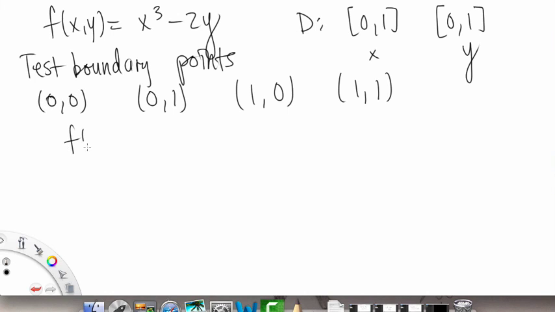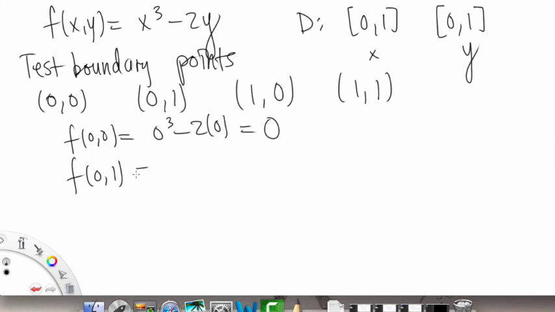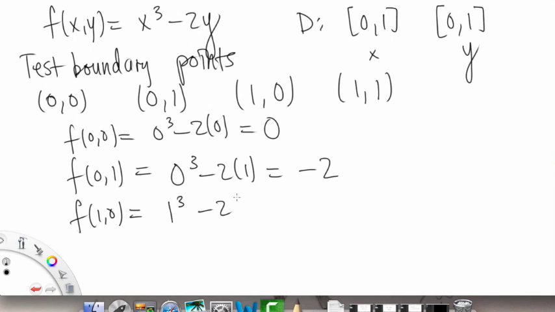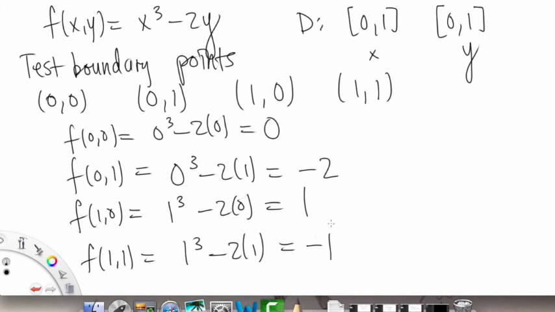So for the first one, we have f of 0, 0. So we would get 0 cubed minus 2 times 0, which just gives us 0. f of 0, 1 would give us 0 cubed minus 2 times 1, so that's negative 2. And then we have f of 1, 0, which is 1 cubed minus 2 times 0, so that just gives us positive 1. And lastly, f of 1, 1 is 1 cubed minus 2 times 1, so that would be 1 minus 2, which is negative 1.